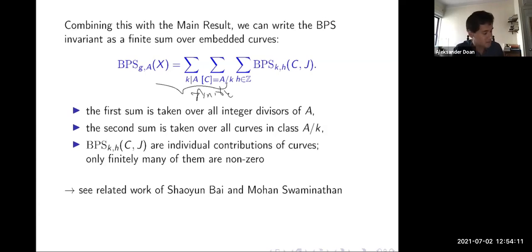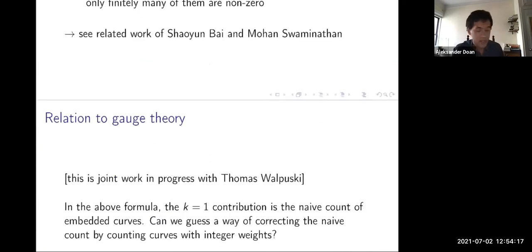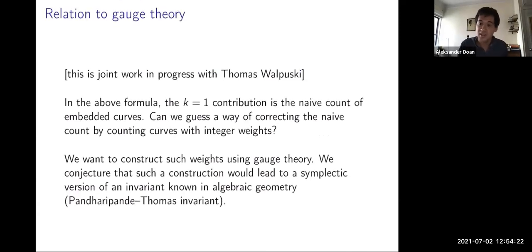And this is not an invariant, unless A is a primitive class. So the way you can think of this formula for the BPS invariant is that the first order count is the naive count, and then you correct it by adding some correction terms. So can we actually guess a way of finding such correction terms which make the naive count an invariant? And the idea is to use gauge theory to construct such weights. And I will explain this idea.